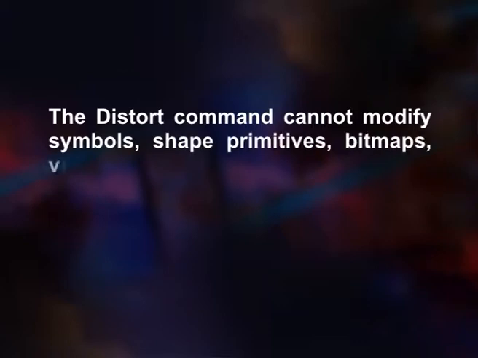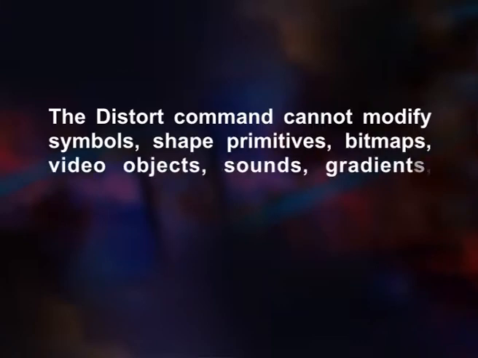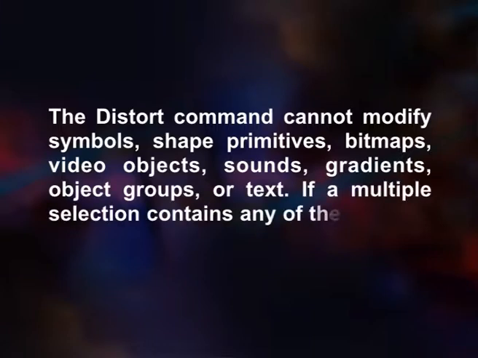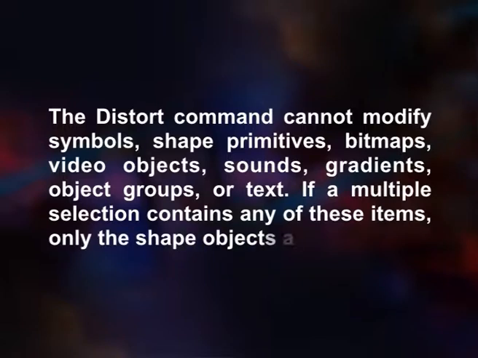You can distort graphic objects by using the distort command. You can also distort objects when performing a free transform on them. The distort command cannot modify symbols, shape primitives, bitmaps, video objects, sounds, gradients, object groups or text. If a multiple selection contains any of these items, only the shape objects are distorted. To modify text, first convert the characters to shape objects.